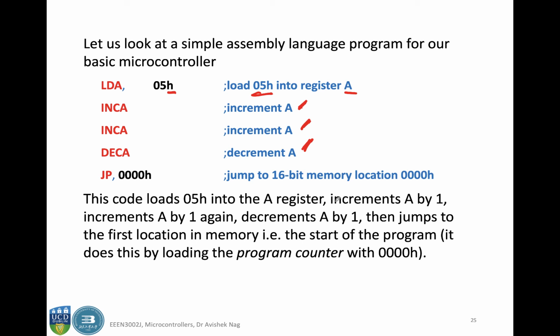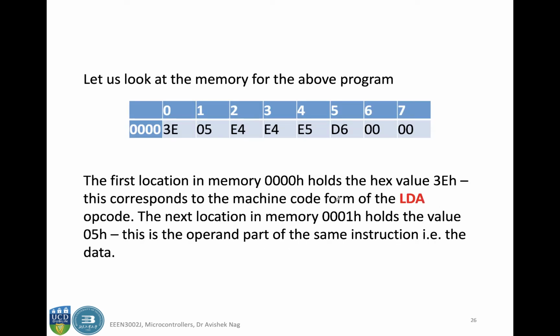So what does this code do? The code loads 05 hex into the A register, increments A by 1, increments A by 1 again, decrements A by 1, then jumps to the first location in memory. That is the start of the program. It does this by loading the program counter with 0000 hex. So let us look at the memory for the above program.